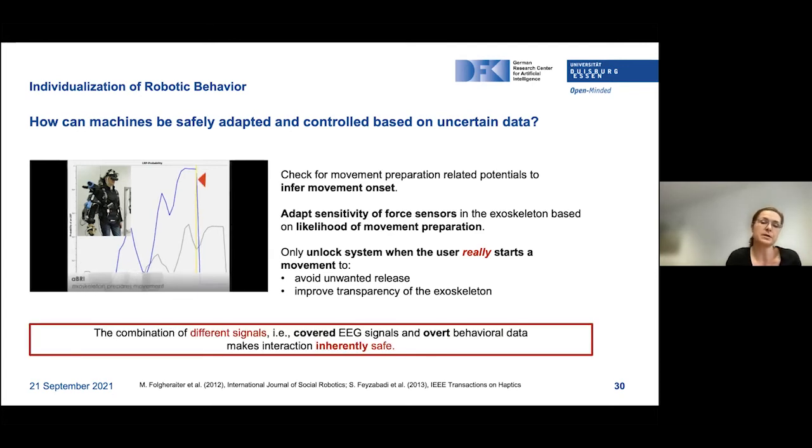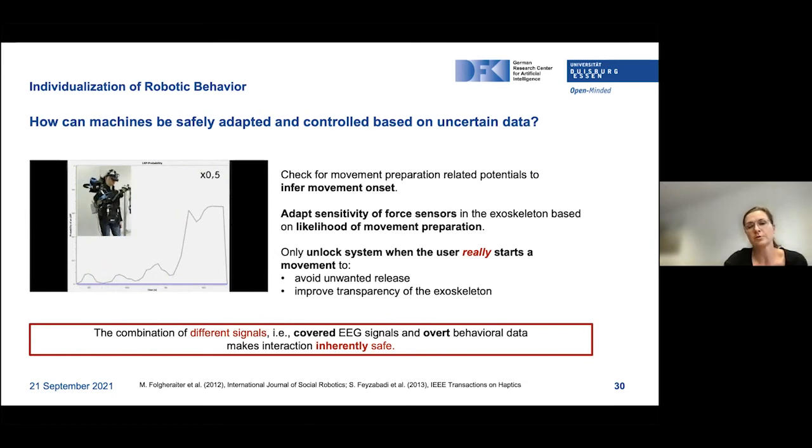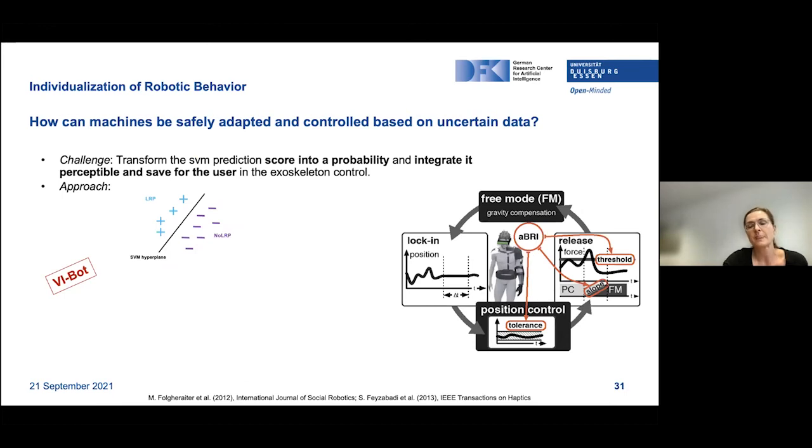So this is a combination of different signals. In this case, the EEG signal, which is the covert signal that we record and analyze, and we combine that with the overt behavioral data that you can observe, but which the exoskeleton can also easily read out. This is one of the approaches where we can assure inherently safe behavior of the system using such data. And now you might wonder, how exactly did we adapt it?